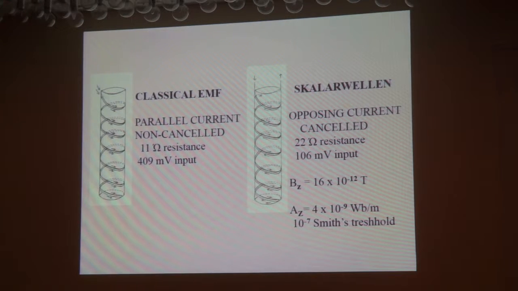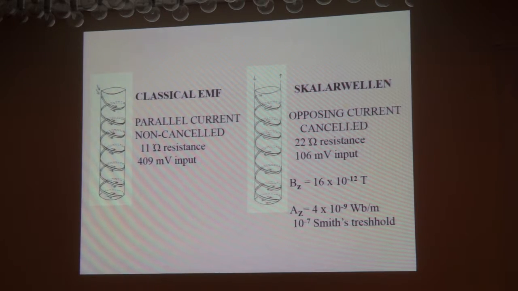Now, this is an experiment I did in collaboration with Bill Tiller, who did the mathematical calculations for me, and he calculated the intensity of the magnetic field. In the cancellation mode, you expect the magnetic field to be 0. Well, it was pretty small, 10 to the minus 12 Tesla. He also calculated the strength of the A field. That's the magnetic vector potential. That's the field that is generated from a toroid.